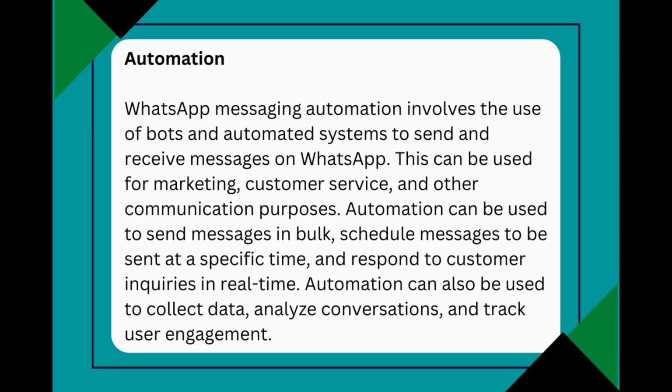Automation. WhatsApp messaging automation involves the use of bots and automated systems to send and receive messages on WhatsApp. This can be used for marketing, customer service, and other communication purposes. Automation can be used to send messages in bulk, schedule messages to be sent at a specific time, and respond to customer inquiries in real time. Automation can also be used to collect data, analyze conversations, and track user engagement.